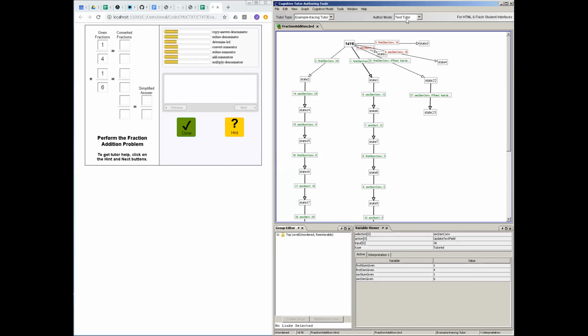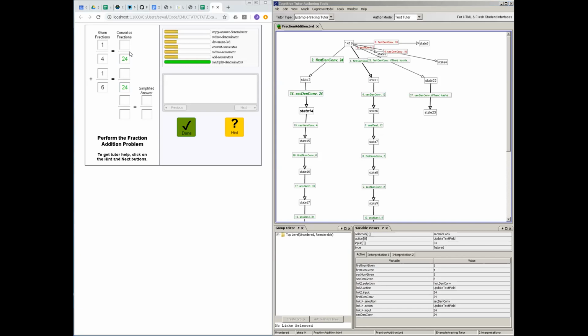If I set CTAT to be in test tutor mode, that is, the tools are mimicking the behavior of the student, then I could enter a solution, which might be common denominators of 24, and then let's see, the numerator here I think would be 6. A second numerator here would be, if I get it wrong, it will tell me it's wrong.